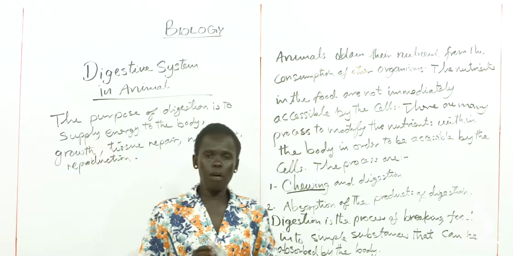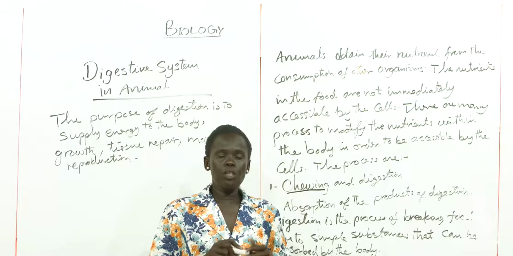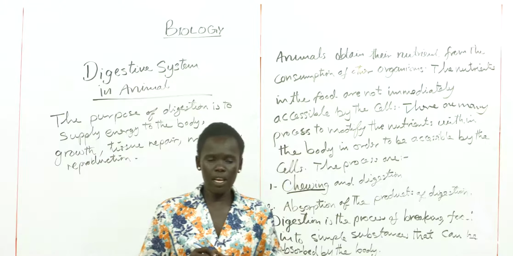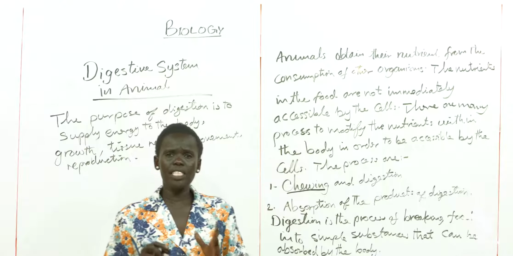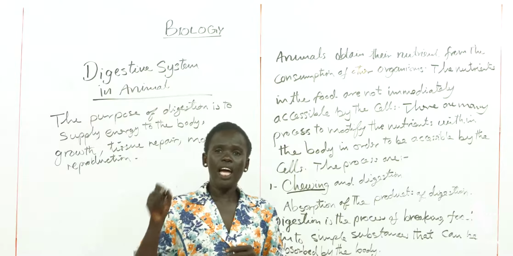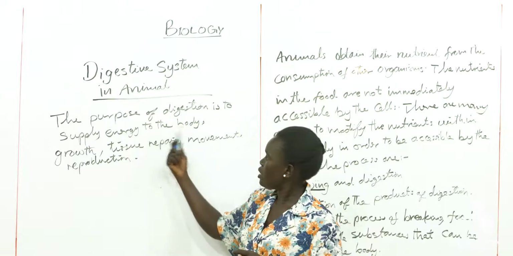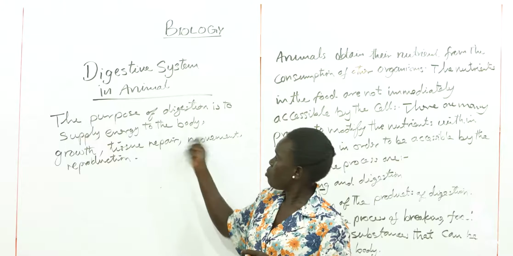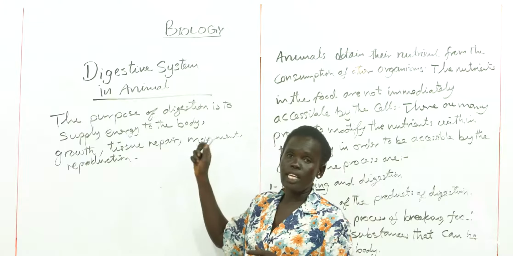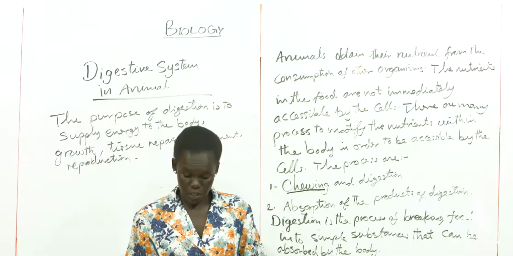If the nutrient is absorbed by the cell or into the blood stream, then the nutrient will be combined with oxygen through cellular respiration, and the result will be carbon dioxide plus water plus energy, and that energy is the one supplied to the body so that the body can carry all these biological activities.